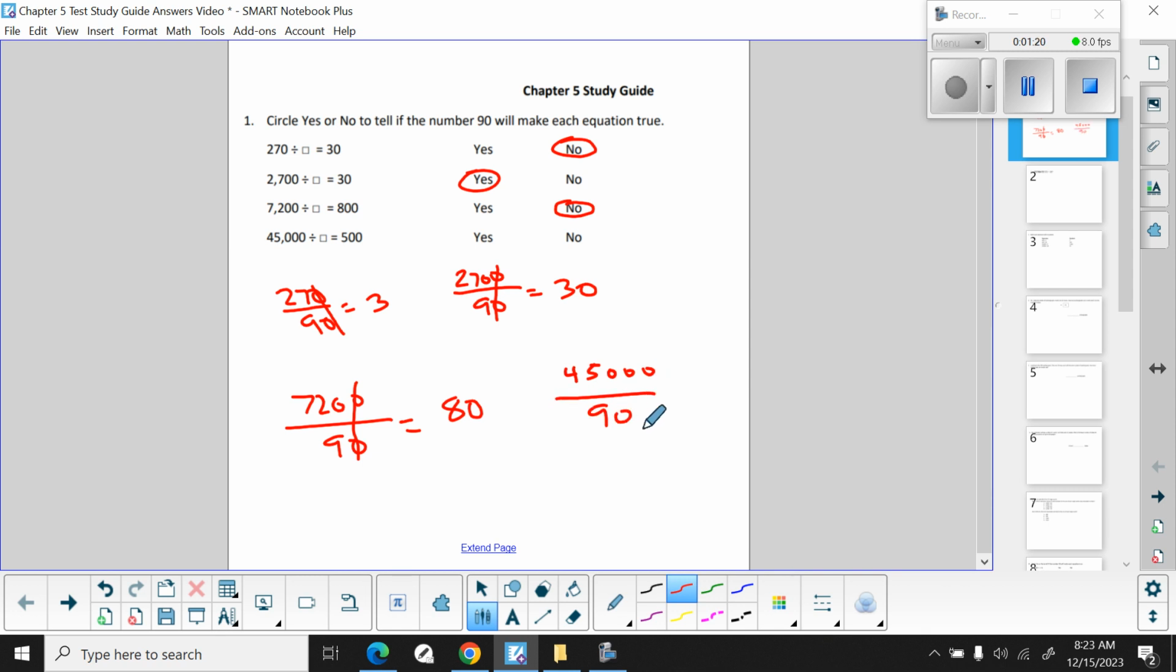And the last one, 45,000 divided by 90. Cross out my zeros, so 9 goes into 45 5 times, and 2 zeros at the end of that, so that would be 500. So yeah, 45,000 divided by 90 is 500. Next problem.